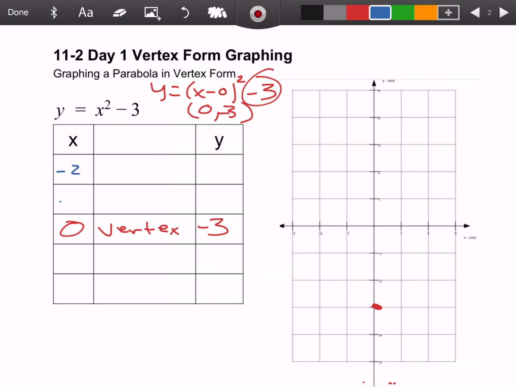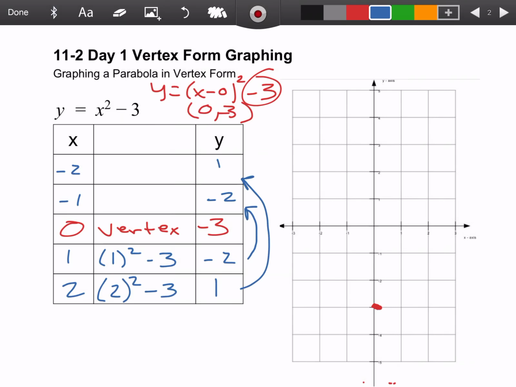So I'm going to do negative 2, negative 1, 0, 1, and 2. And hopefully you remember that we don't have to do all of these. So I'm just going to do the easier ones. I have 1 squared minus 3. Well, 1 minus 3 would be negative 2. And I have 2 squared minus 3. That would be 4 minus 3, which is 1. And then we can reflect these across. So this should be a negative 2, and that should be a 1. And then I can just go ahead and plot those points on my graph.